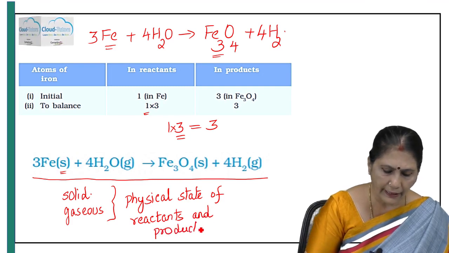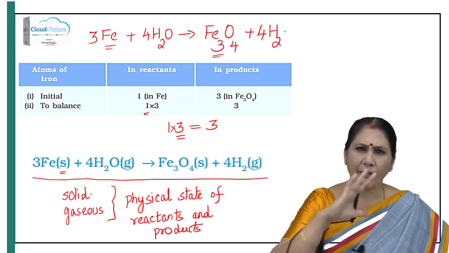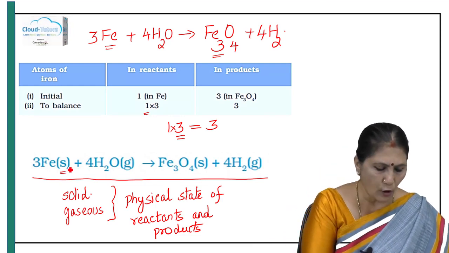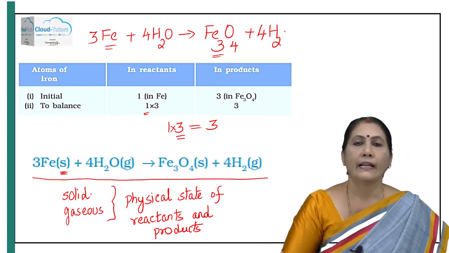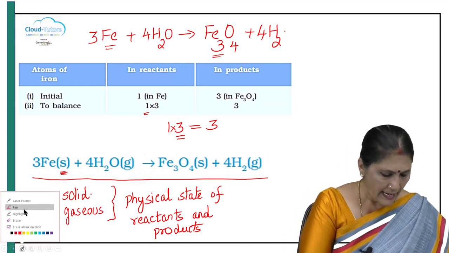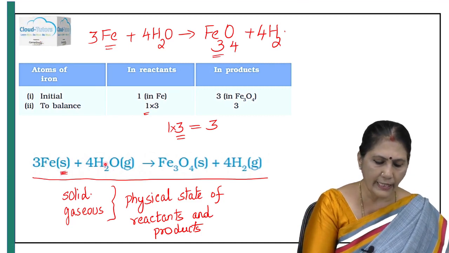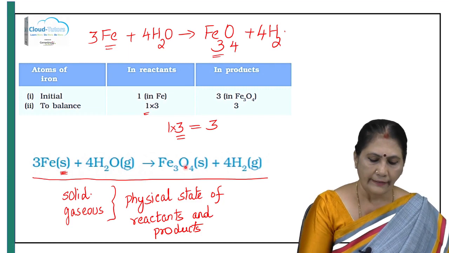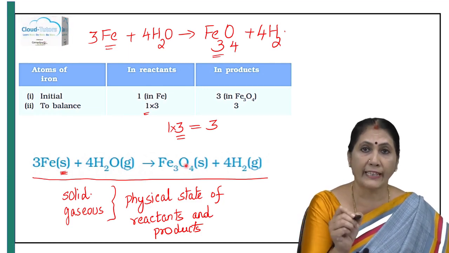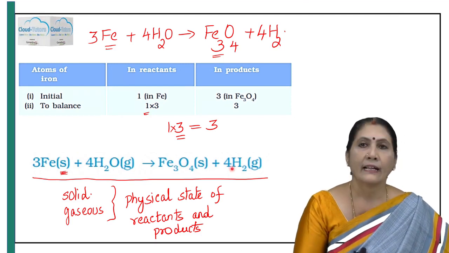Any particular equation, if we have to have it very perfectly represented, it is a must to denote the state of the substance which is reacting. So, iron is existing in the solid state. It is reacting with steam, thereby getting converted into iron oxide, which is specifically to be mentioned as mixed oxide of iron, plus hydrogen.